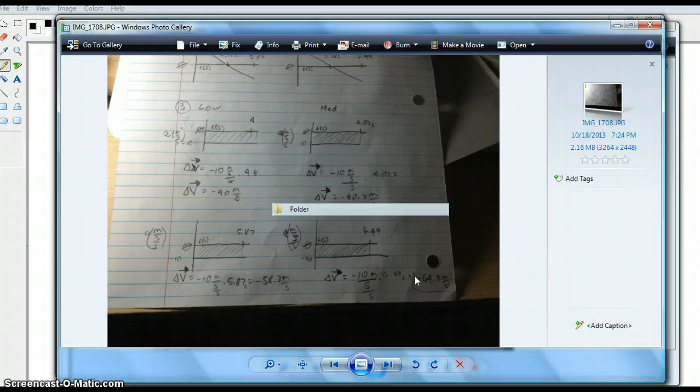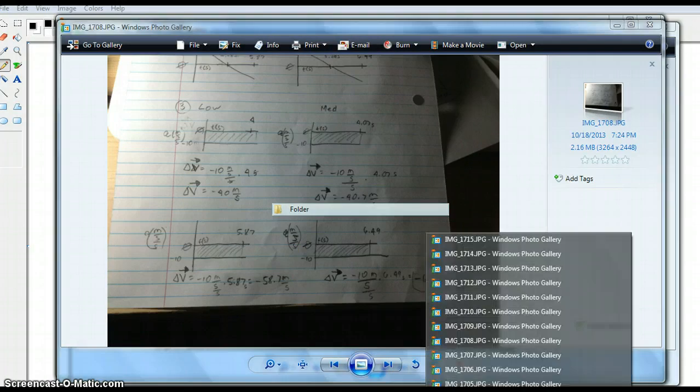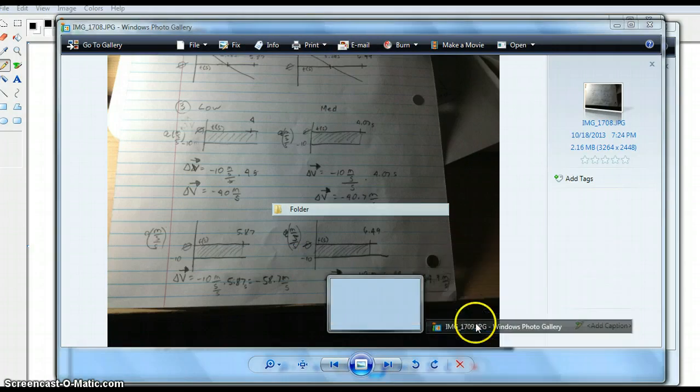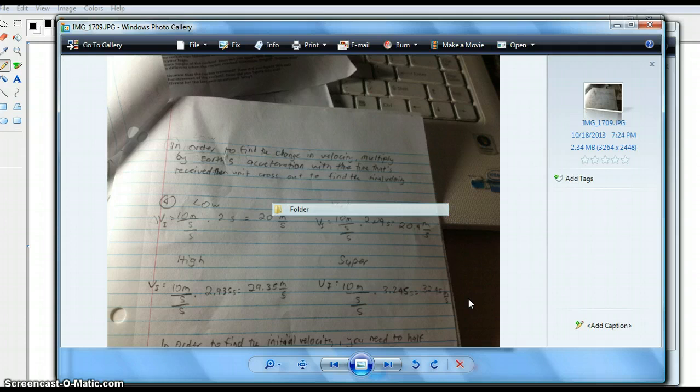Number 3 is asking us the change of velocity of the rocket. In order to find the change of velocity, we have to use the area of the acceleration time graph. Since the acceleration of Earth is negative 10 meters per second squared, it's going down, multiply it by the overall time, and you will get the final velocity. Moving on to number 4, which is 1709. As you can see, here is my explanation. In order to find the change of velocity, multiply the Earth's acceleration with the time to find out the final velocity.